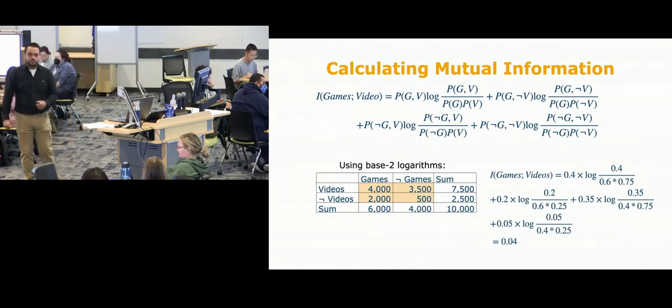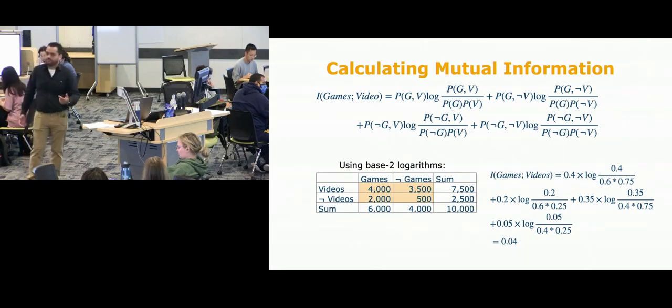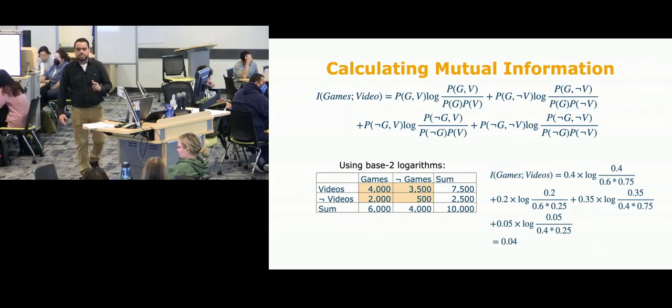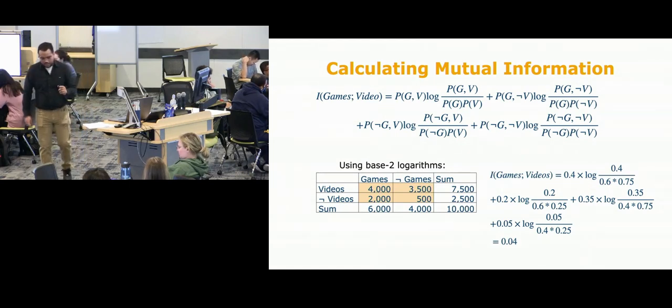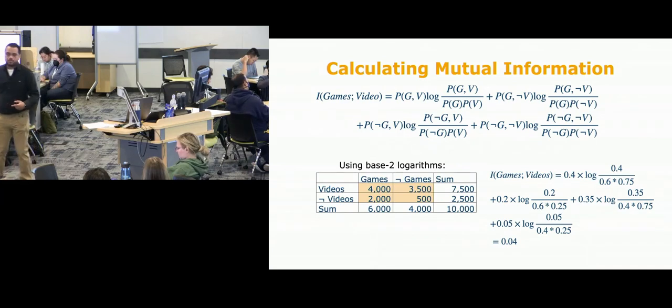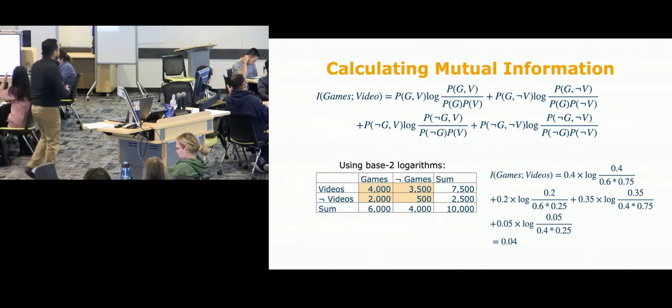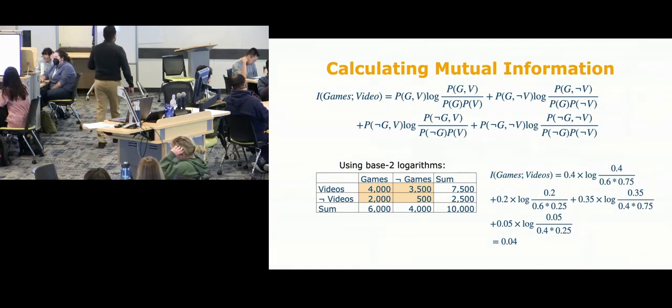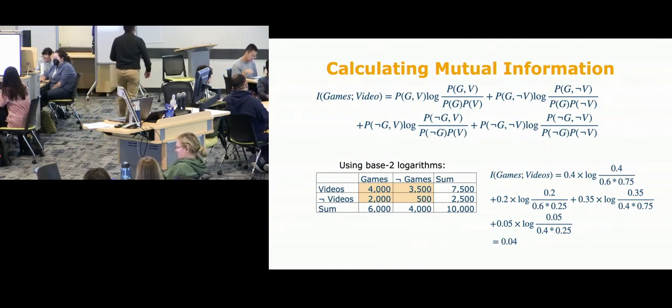So now let's compute mutual information for the cases that we are interested in. Let's compute it for the association rule games and video. As I said, x and y are random variables, and they take two values in our case, right? Either they are present or they are not. So that means there are four possibilities: games and videos, games and not videos, not games and videos, and not games, not videos.